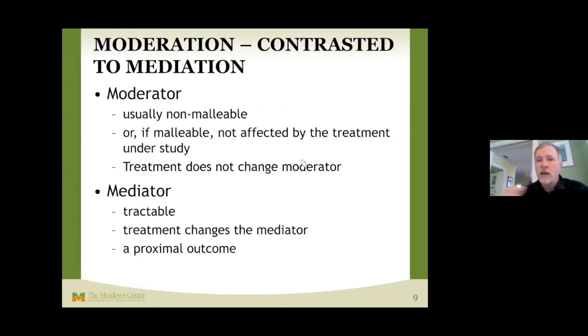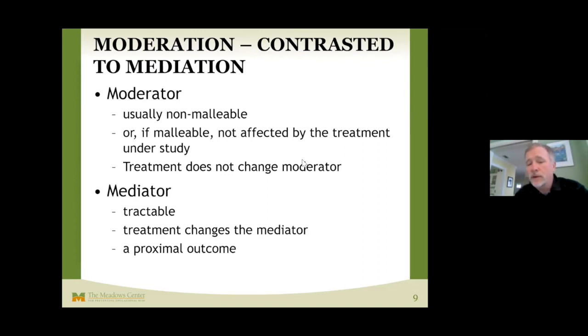So contrasted to mediation quickly, a moderator is usually non-malleable, or if it is malleable, it's not affected by the treatment that's being studied. The treatment, in other words, does not change the moderator, either because the moderator can't be changed or because the treatment wasn't developed to change the moderator. A mediator, on the other hand, is tractable. You can change a mediator. In fact, in mediation models, the treatment does have an effect or does change the mediator.